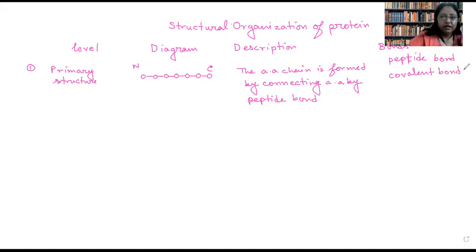Now we will go to the next structural organization, which will tell us how this primary structure is folded. The next structural organization is known as the secondary structure.